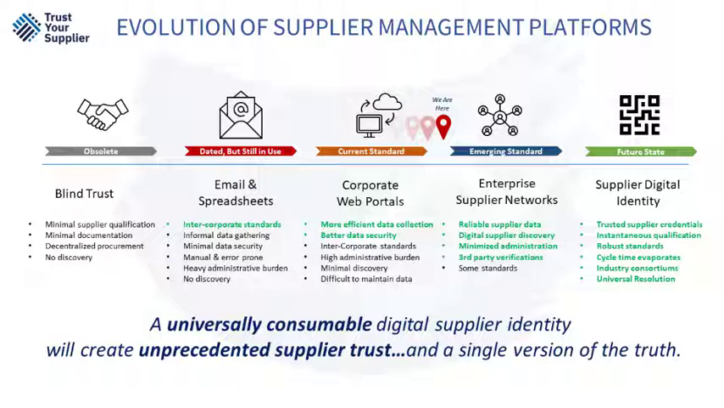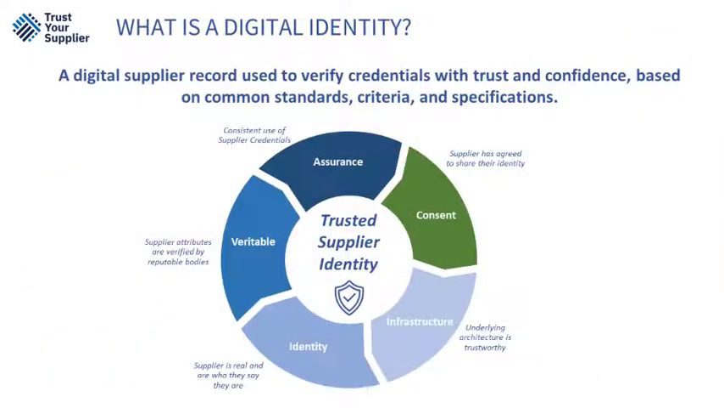And so when we think about supplier identity, what does it mean? Number one, the supplier has to agree that they want to share their identity. They have to be able to provide consent. There has to be an underlying infrastructure to make that trustworthy. We've built our platform on a blockchain. We need to know that supplier is real. Their identity has to be provable. We have to know that they are who they say they are. It has to be verifiable. Supplier attributes have to be able to be validated by reputable parties.